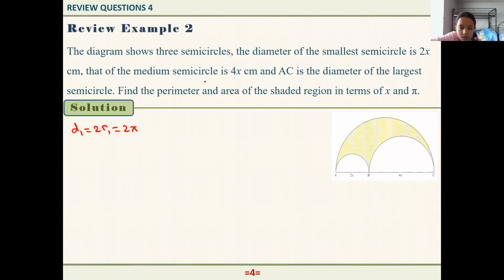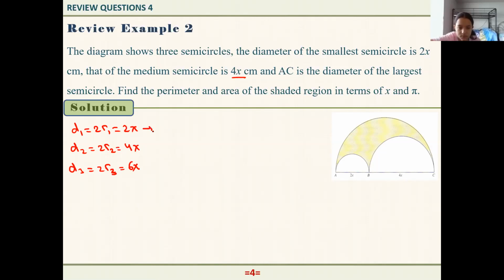And the diameter of the medium semicircle, let's say d sub 2, diameter of the second one, that's equal to, what is it? 4x. And AC is the diameter of the largest semicircle. Let's say it is 2r sub 3. That's equal to, what is it? 6x. 2x plus 4x. That is 6x, right?